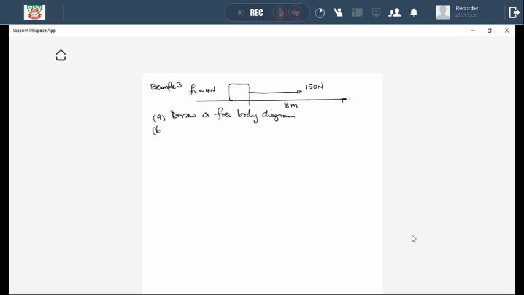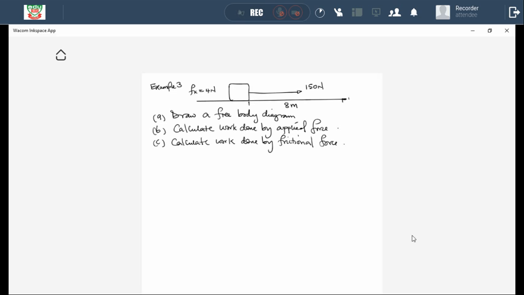Then item B says calculate work done by applied force. Item C, I'm going to expand it like I promised: calculate work done by frictional force.